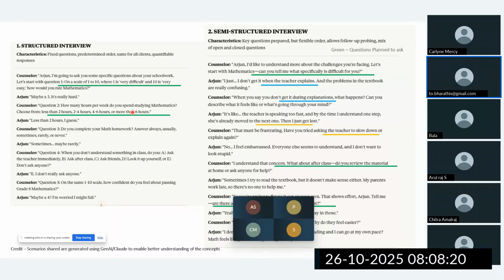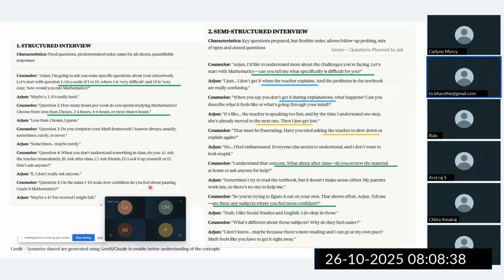And how are you putting your effort? Rather than making it open free form for the kid, the counselor is giving guidance. How many hours are you spending, 2 hours, 2 to 4 hours, 4 to 6 hours, you give everything. This will again help you to capture the details.